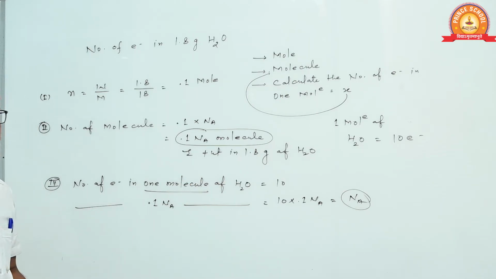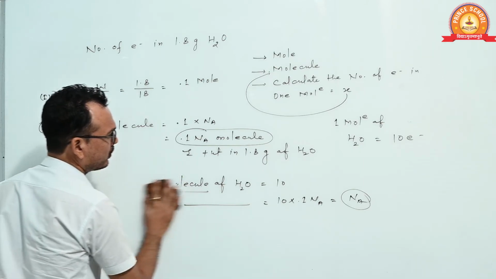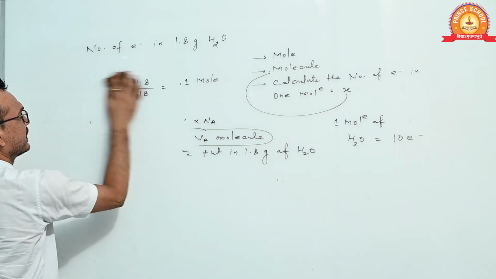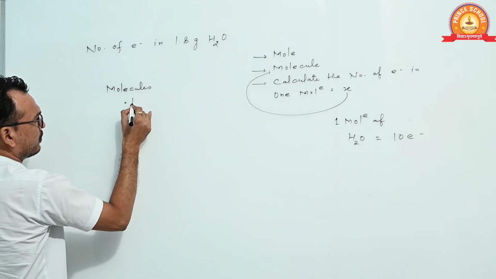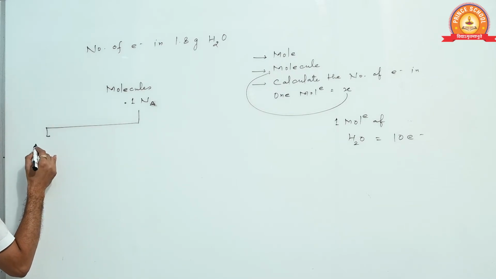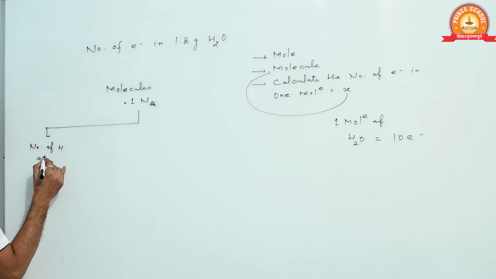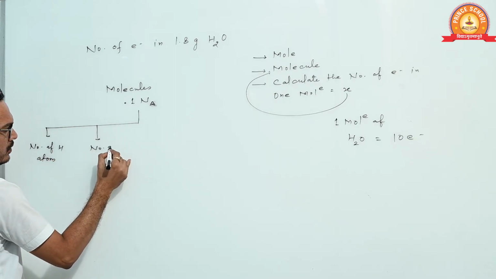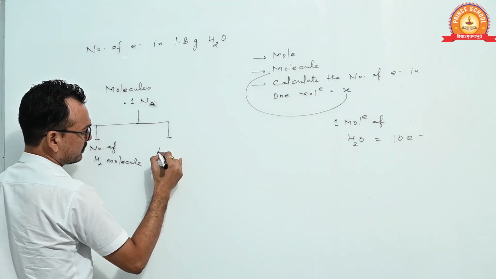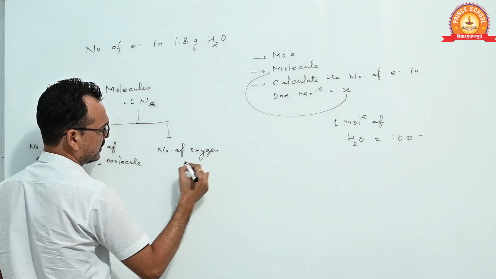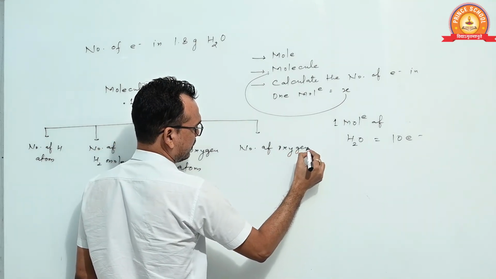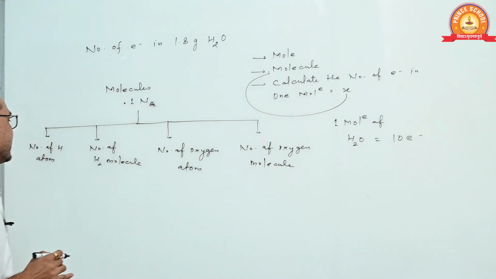Clear? इसके अंदर नंबर ऑफ इलेक्ट्रॉन इज इक्वल टू द नंबर ऑफ अवोगैड्रो नंबर. We want to calculate the other things in this equation. The number of molecules is 0.1 Na. Clear? We want to calculate the other things: number of hydrogen atoms, number of H2 molecules, number of oxygen atoms, and number of oxygen molecules. Clear?